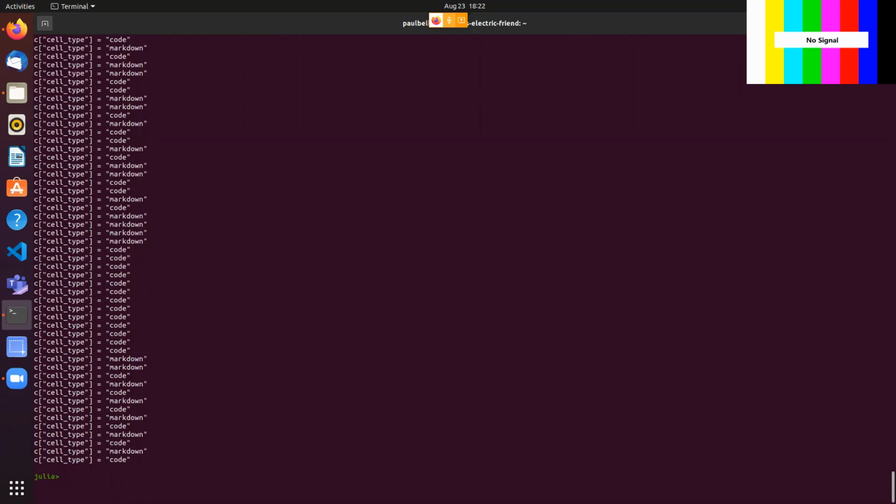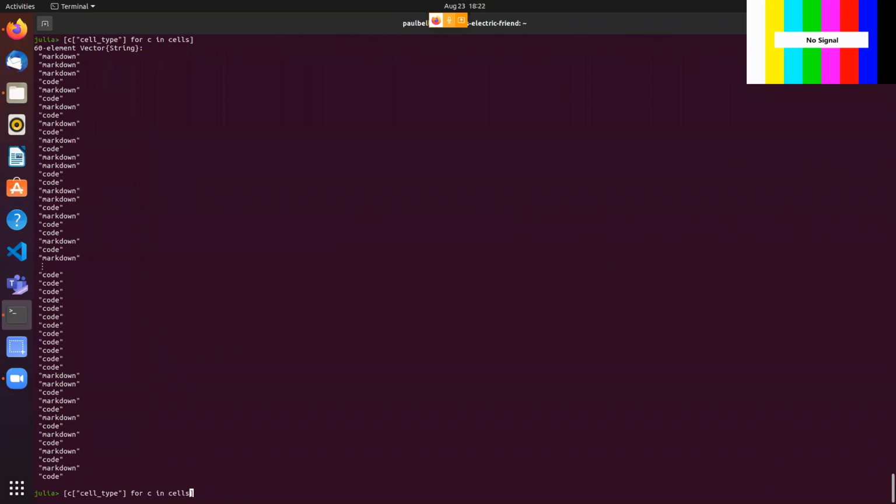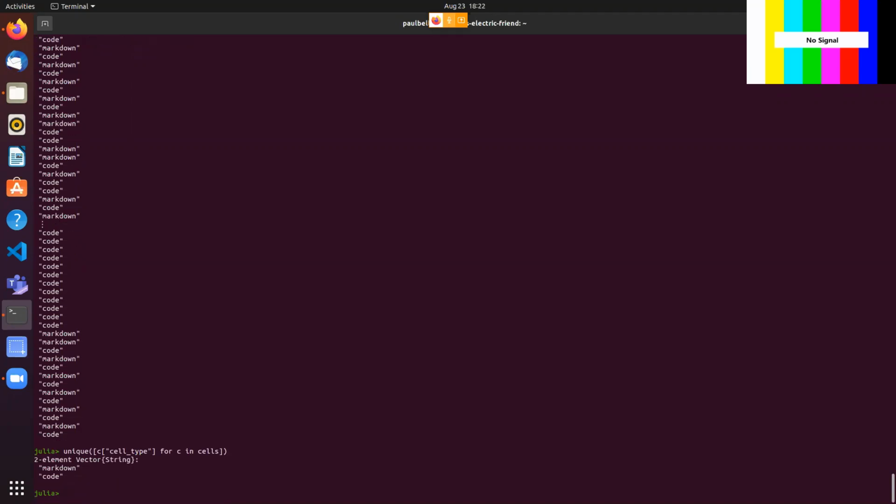You might want to do a comprehension and do a similar thing. So maybe I'm going to go c cell type for c in cells. I'll make an array of all those guys. If I want to know what's actually in there, if it was too big, I might go unique. That will just give me the unique elements in that cell. There's only markdown and code. So I'm pretty safe, if I've done this unique thing, to know there's only code and markdown. I'm going to do two different things.